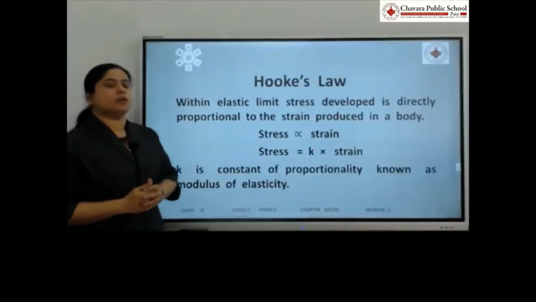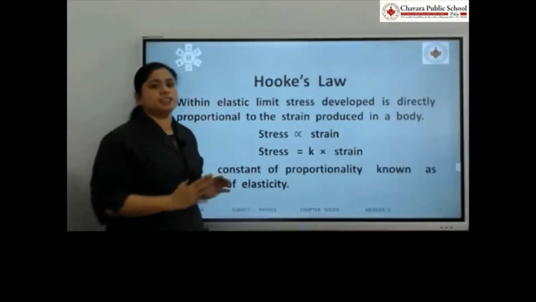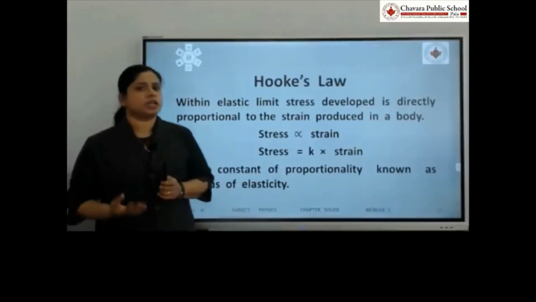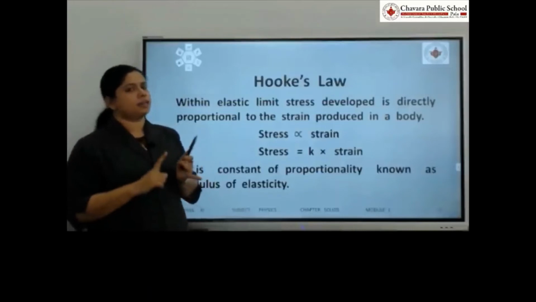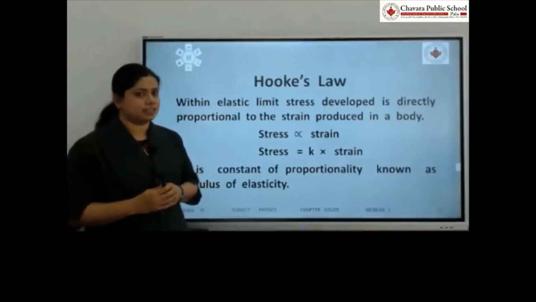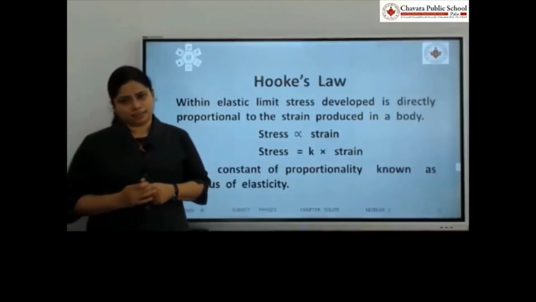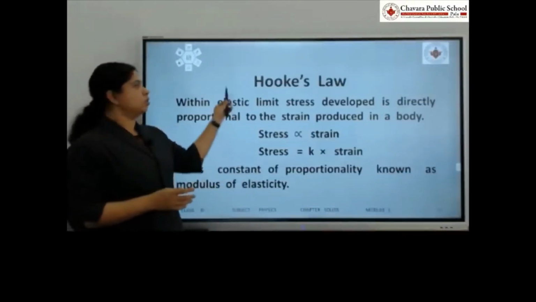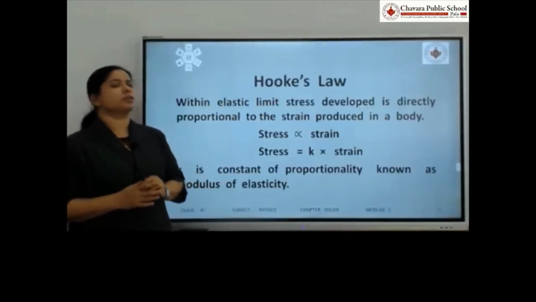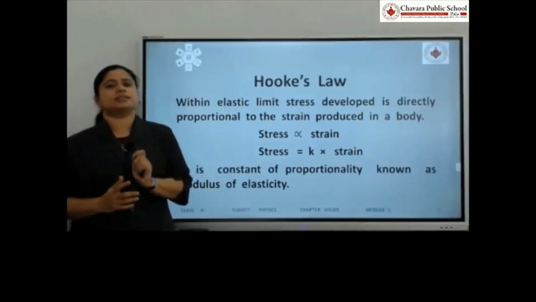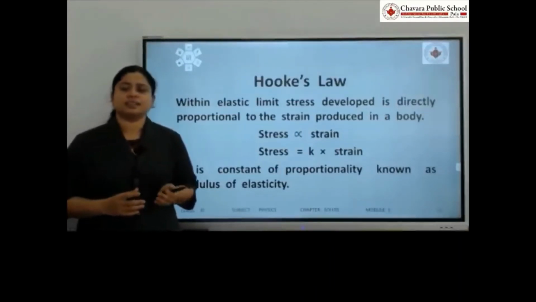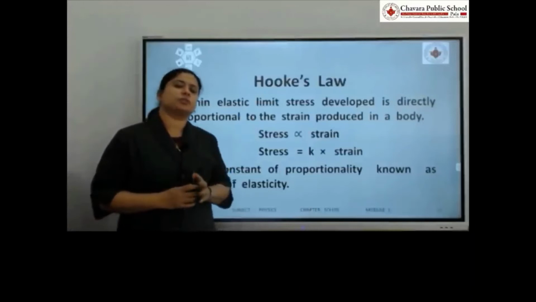The next topic is the relation between stress and strain. The important terms in elasticity are stress and strain. There is a relation between stress and strain in elasticity, that is Hooke's law. Hooke's law in elasticity states that within the elastic limit, stress is directly proportional to strain.